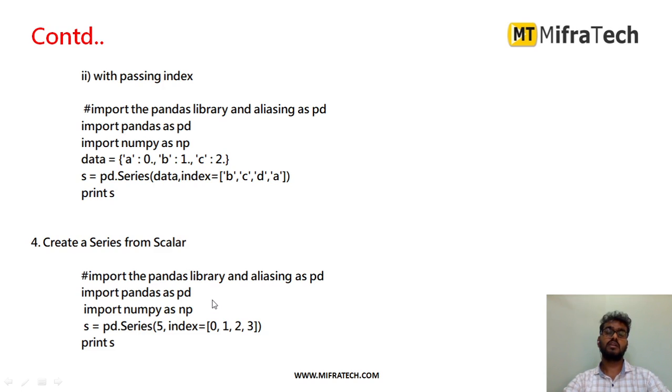So let's see how to create a series from a scalar value. Scalar means a normal value, like numeric values 1, 2, 3. For that, first we have to import the pandas library, then the numpy library. As I told, both pandas and numpy are integrated with each other, so we can use both of them. pd.Series will create a series. Here I passed a scalar value 5 as a parameter, specified with indexing. So if we print, we'll get output as 5.